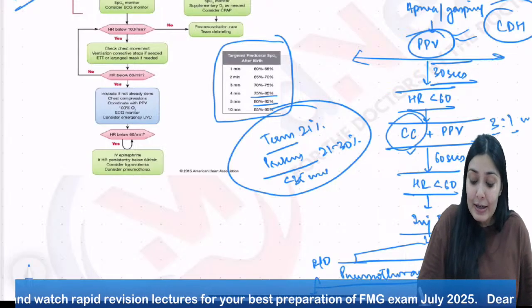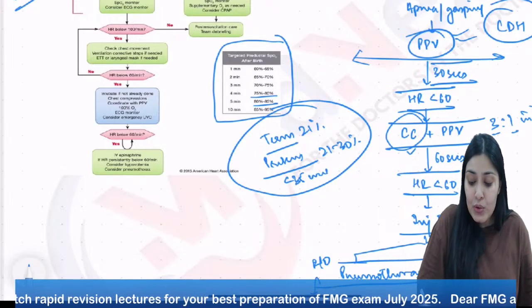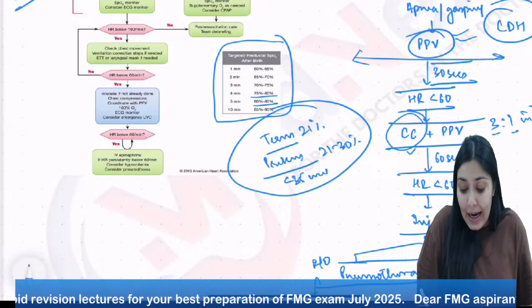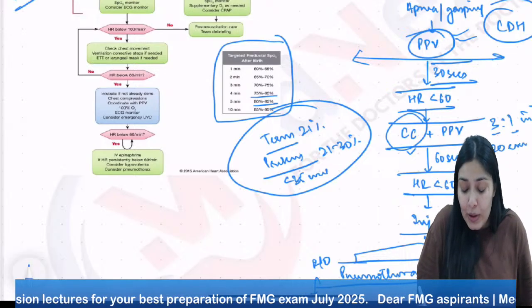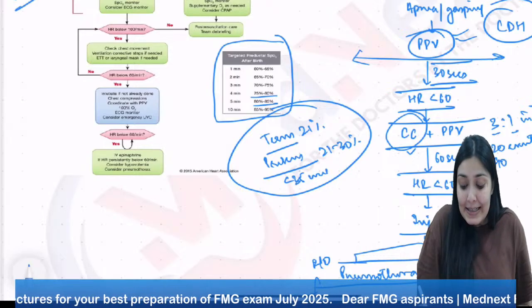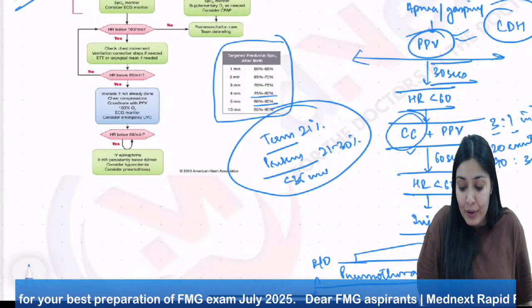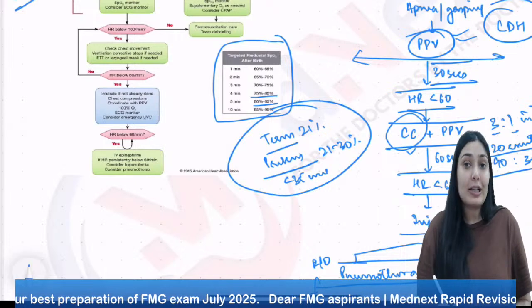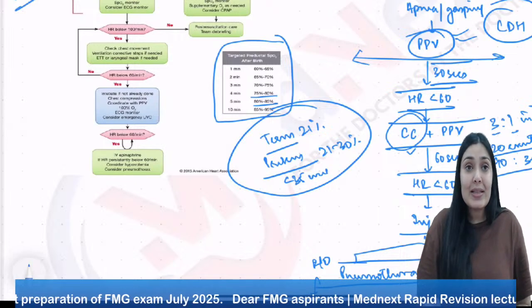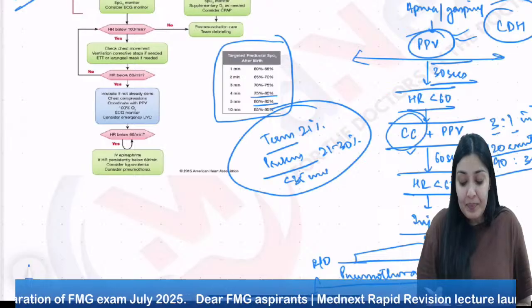This has to be done in 2 seconds. In total, there have to be 120 events: 90 compressions and 30 breaths. So this is about the chest compressions.